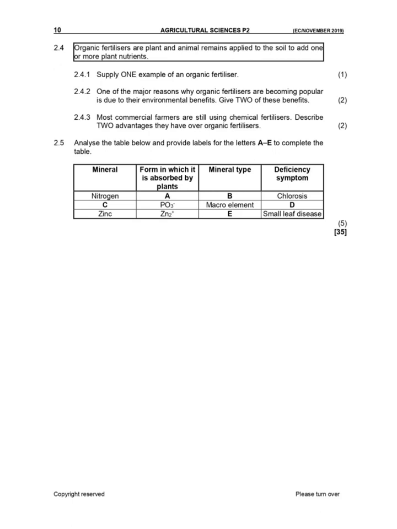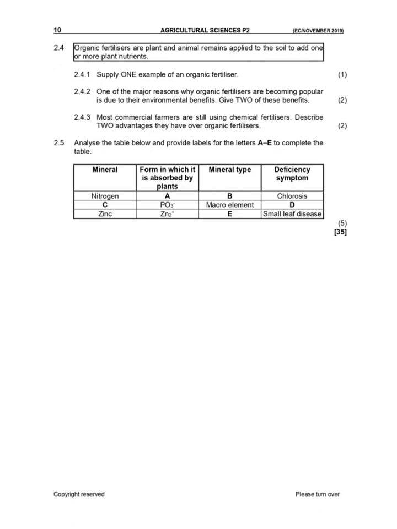Most commercial farmers are still using chemical fertilizers. Describe two advantages they have over organic fertilizer. What are the advantages of chemical fertilizers over organic fertilizer?